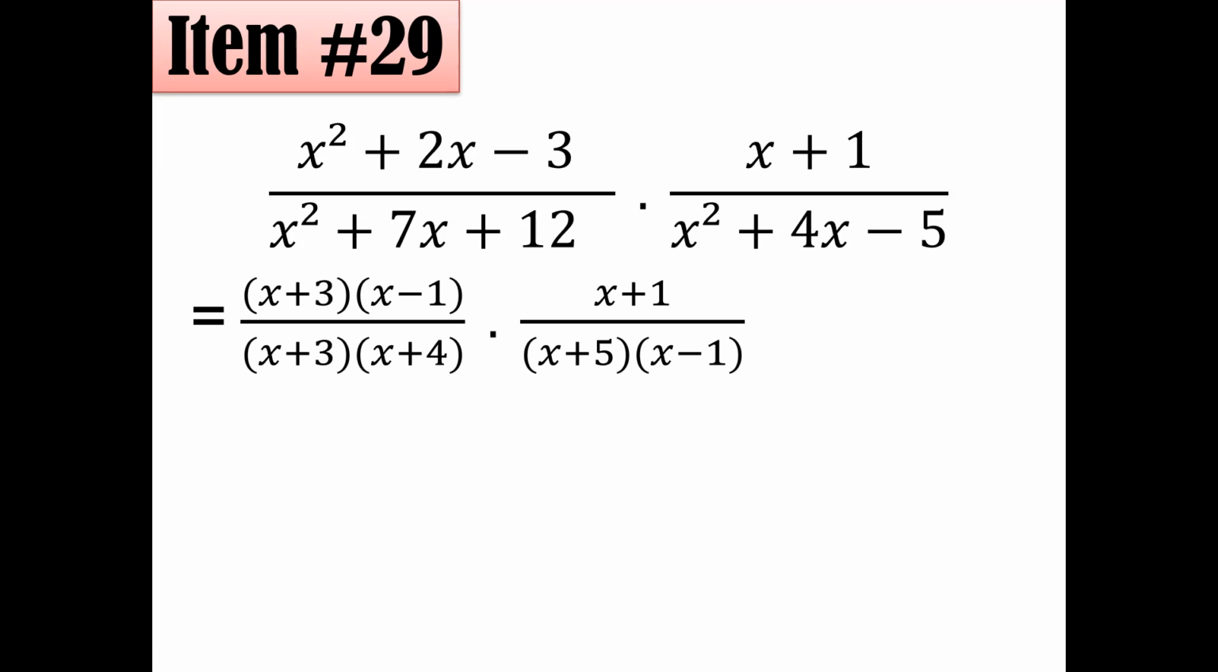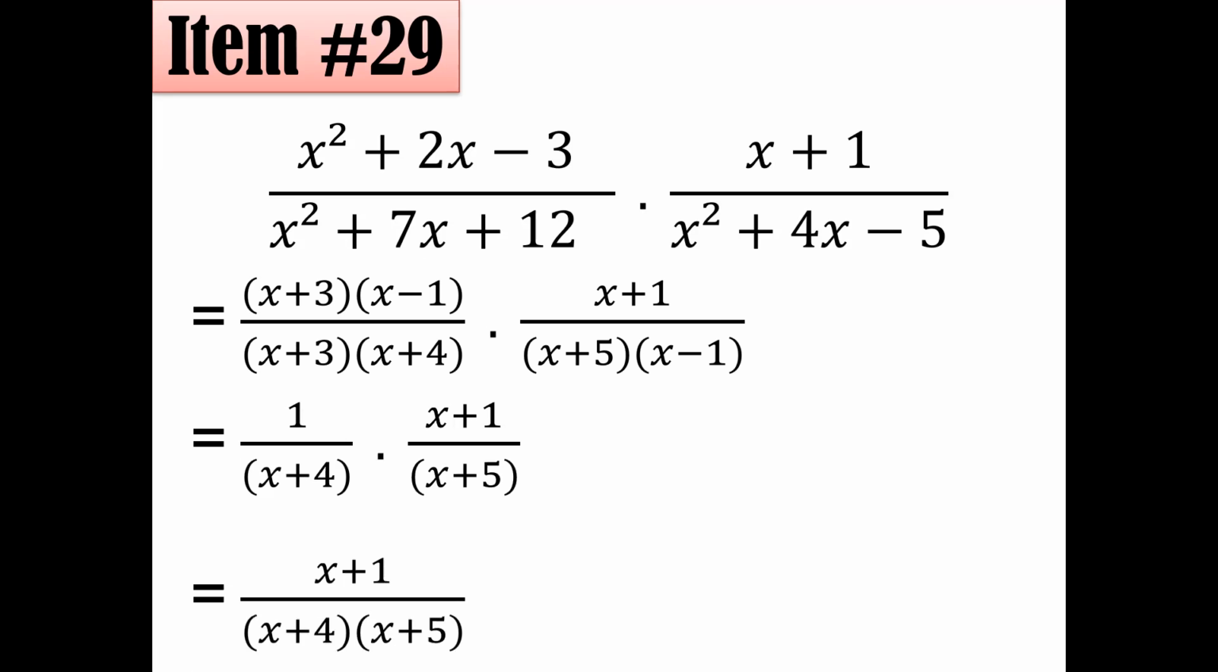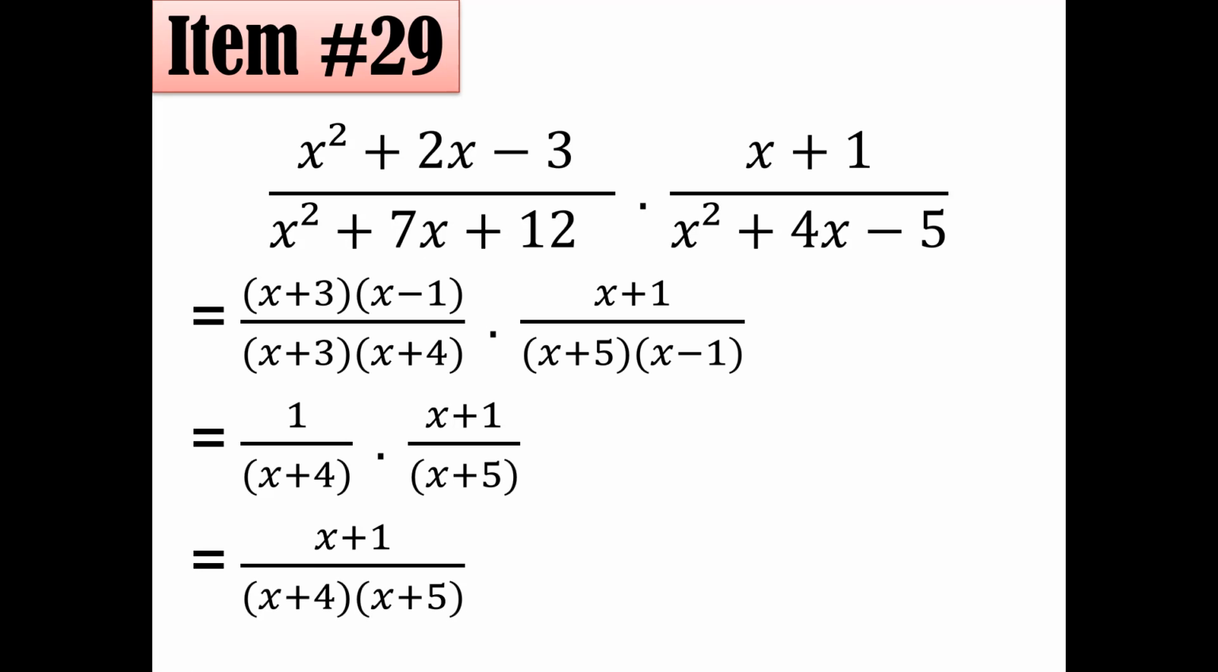What can we cancel or divide out of both the numerator and denominator? Both of them have x plus 3, right? What else? The x minus 1. And what remains on top is x plus 1, and at the bottom is x plus 4 times the quantity x plus 5. So letter A is still the correct answer. So far, Ma'am Jackie Lou and also Ma'am Rosman got it right.